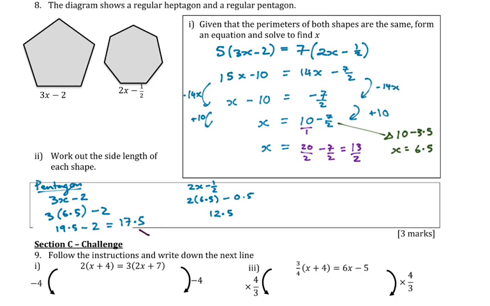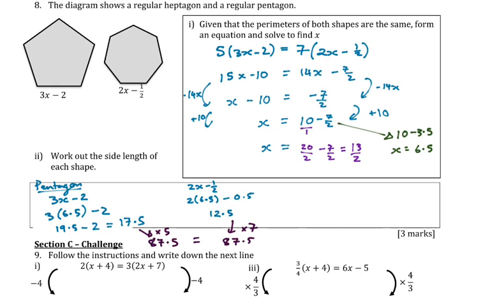So if we really wanted to, we could check that these answers were correct. If we times one side length by 5, from the pentagon we get 87.5 as the perimeter. If we times 12.5 by 7, we're going to get 87.5 as well. So this shows that the perimeters are the same. This is a nice check that you can do.